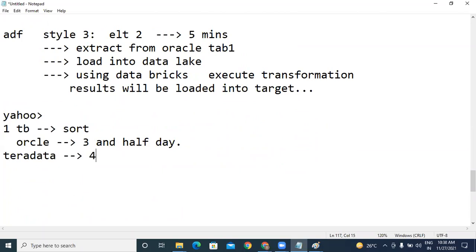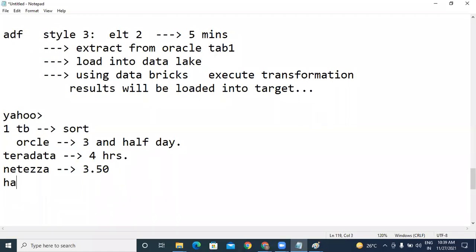It has given 4 hours. In 4 hours, it has performed 1 TB, because sort is a complex operation. A 1 terabyte sort operation was done by Teradata in 4 hours. After that, it was tested with Netezza. It has taken 3.5 hours max, 3 hours 50 minutes, almost near that time.